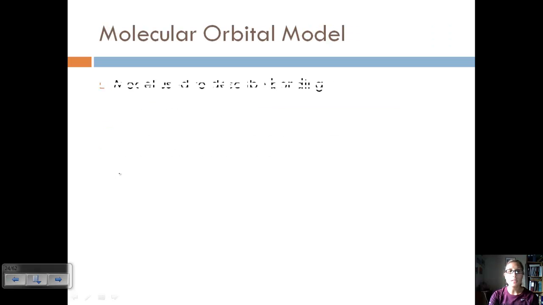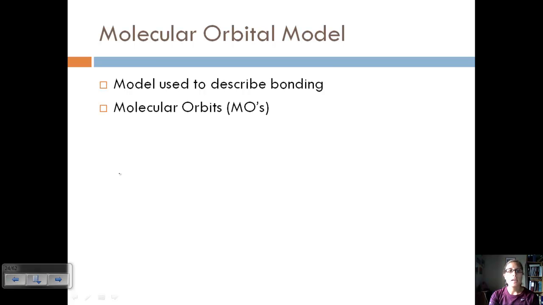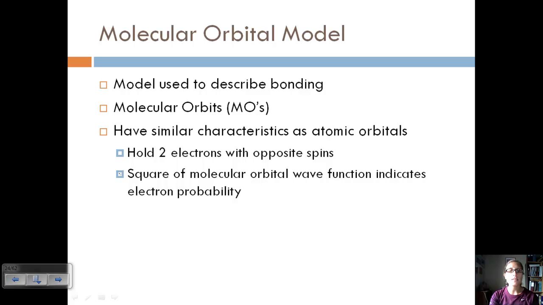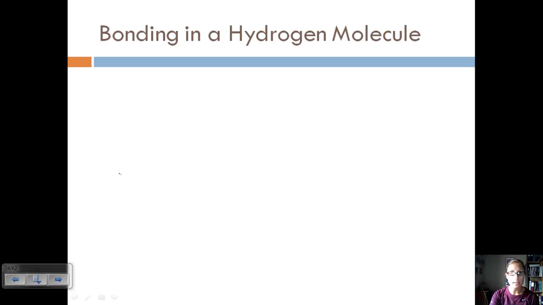And so we have what's called the molecular orbital model, and it's the model used to describe bonding. And so we have what are called molecular orbitals, or MOs. And they have similar characteristics as atomic orbitals. They hold two electrons with opposite spins, and the square of the molecular orbital wave function indicates the electron probability.